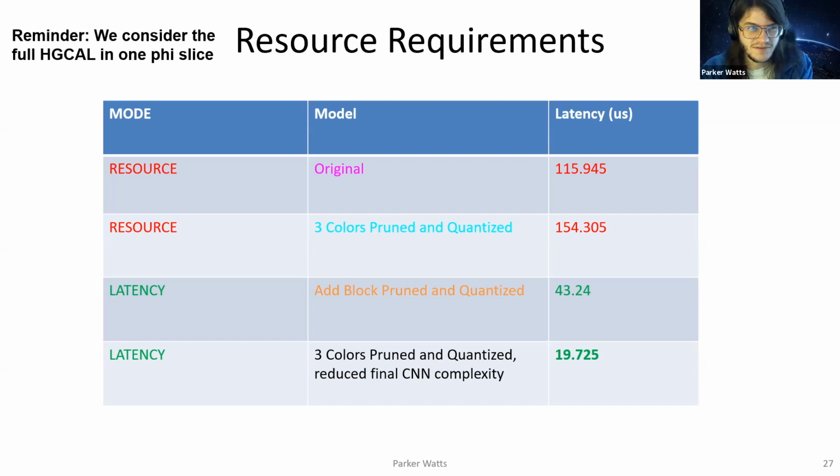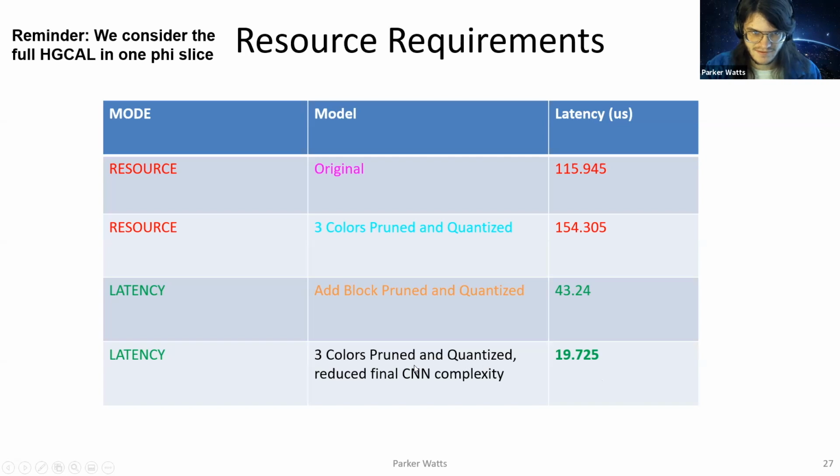And what we were shooting for is, we consider the full HGCal in one phi slice, but really it will be split into 4 slices. So we could have an FPGA for each of the 4 slices. So we divide this number by 4, and we were looking for 4 microseconds. So in this chart, we're looking for 16 microseconds. This number came the closest, which was good news.